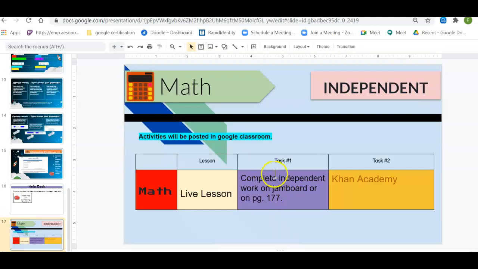And lastly, just a reminder of your independent work, page 177, or work on the Jamboard. And also, I want you to work on Khan Academy. There have been some Khan Academy assignments that your teacher has assigned to you about comparing fractions. So go ahead and work on those. And when you finish all the work, go ahead and turn in your lesson for the day.